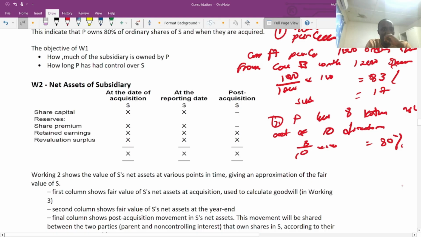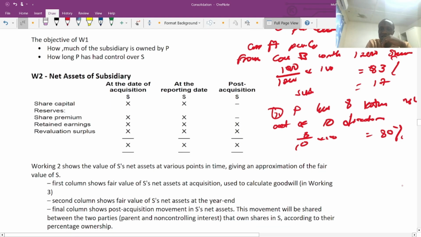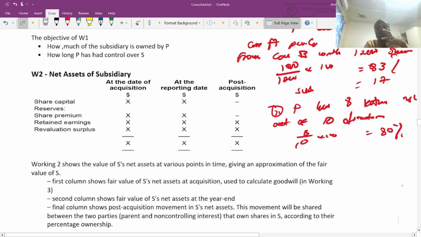Step two has to do with the net asset of the subsidiary. We are talking about the net asset of the subsidiary. We're not talking about the net asset of the parent. We are looking at the net asset of the subsidiary in isolation. That is, we want to know at acquisition, the date that we are going to purchase that particular subsidiary, what is the value of the net asset at that date? Then also at the reporting date, the date that we are going to prepare the consolidated financial statement.